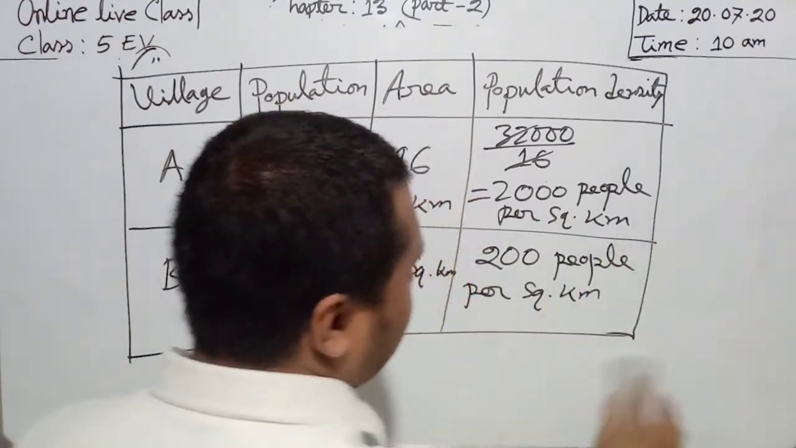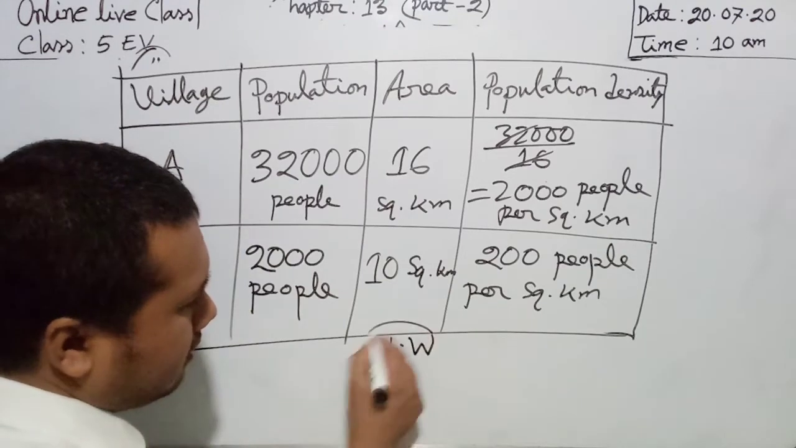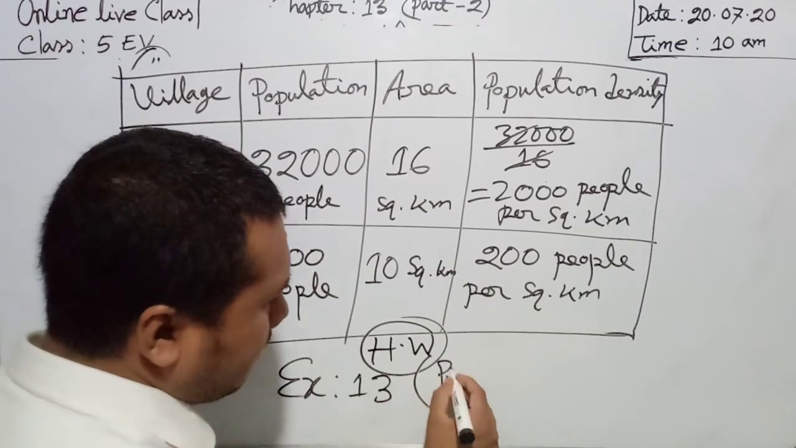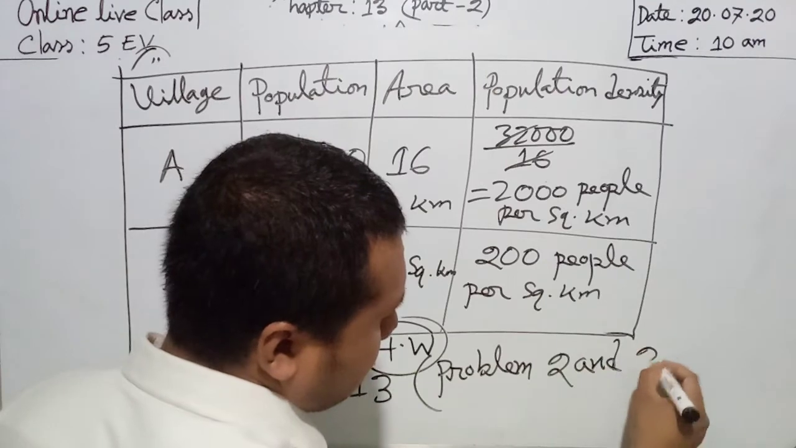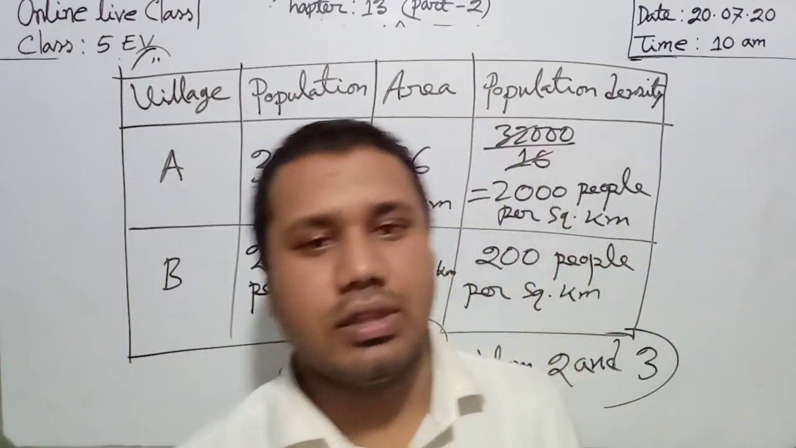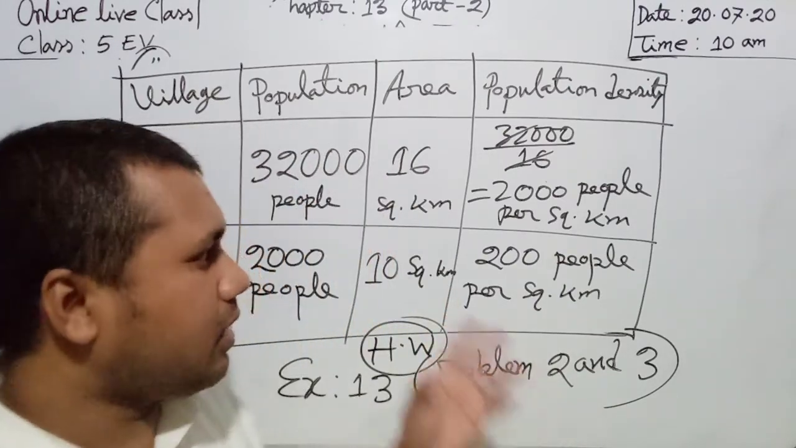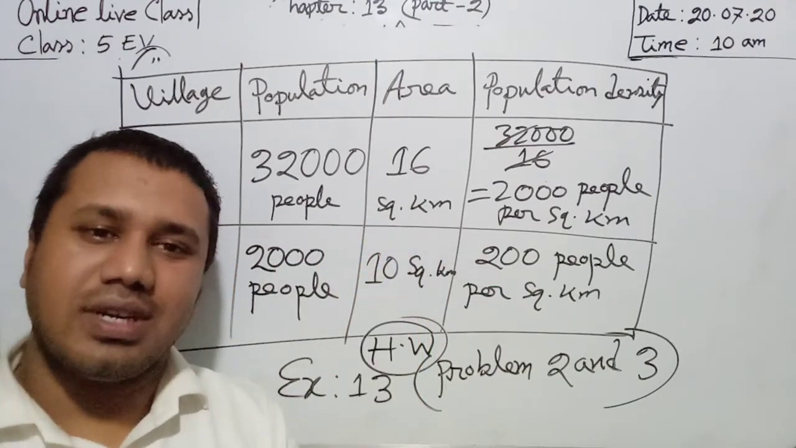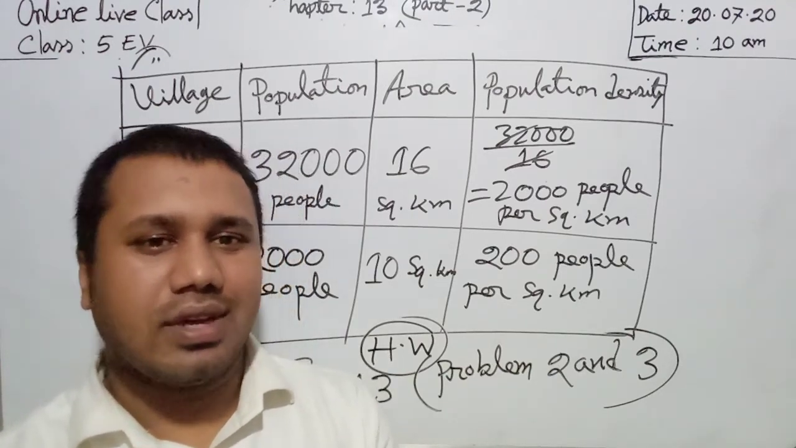If you go to exercise 13, problem number 2 and 3. In exercise 13, problem number 2 and 3. Problem number 2 will be histogram based maths, and problem number 3, you will get such kind of table according to population density and area. So it will be very simple. So our chapter 13 is finished.